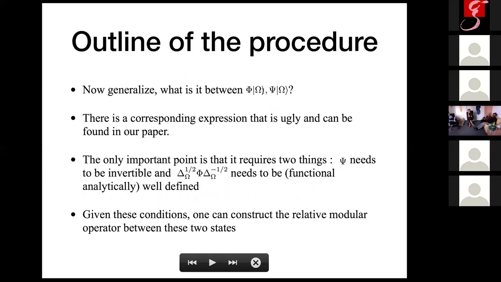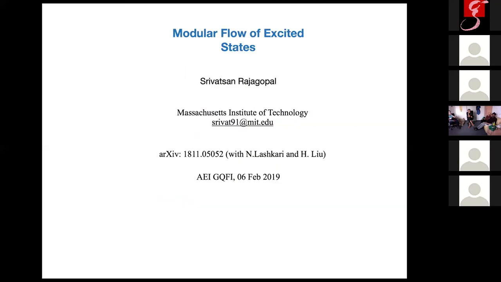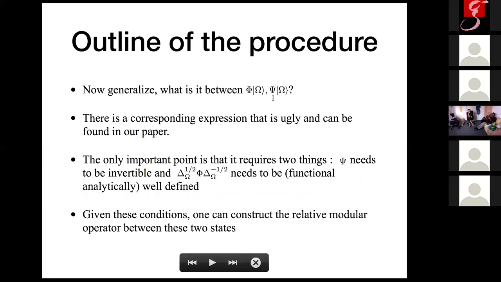What happens when you take two states like this? Let's say the first state is phi omega, the second state is psi omega. The corresponding expression is very ugly, so I didn't want to add it in here. You can check our paper, we have it there. So the important take-home message is, if you want that object to be well-defined, the operator psi should be invertible.